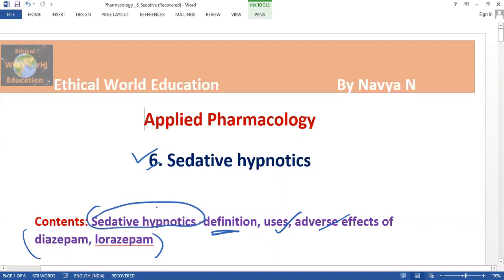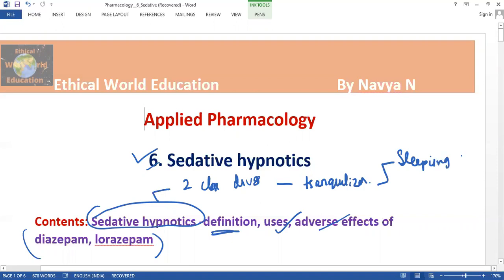The sedative hypnotics are two classes of drugs that are commonly called tranquilizers. Otherwise, in a simple way, we can also call them sleeping drugs, sleeping pills, or sedatives.